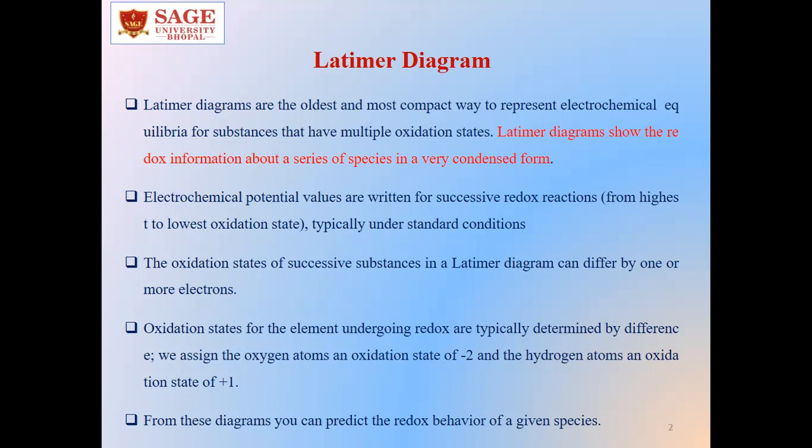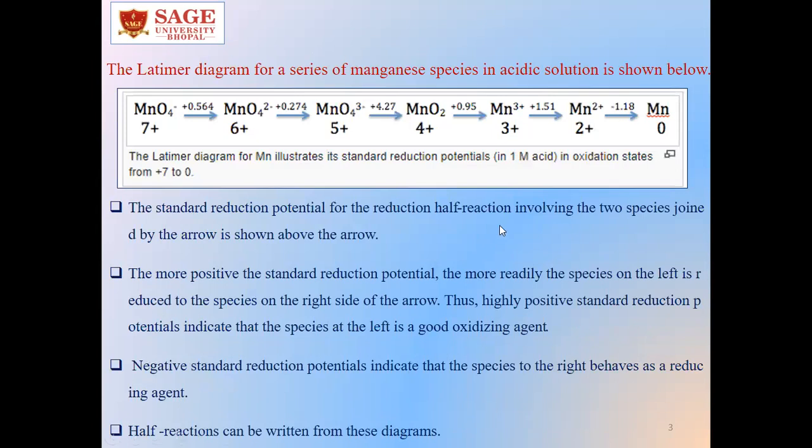Oxidation states for the element undergoing redox are typically determined by difference. We assign the oxygen atoms an oxidation state of -2 and the hydrogen atoms an oxidation state of +1. From these diagrams, you can predict the redox behavior of a given species. So these are the things we will follow, and they will be even clearer when we see this.